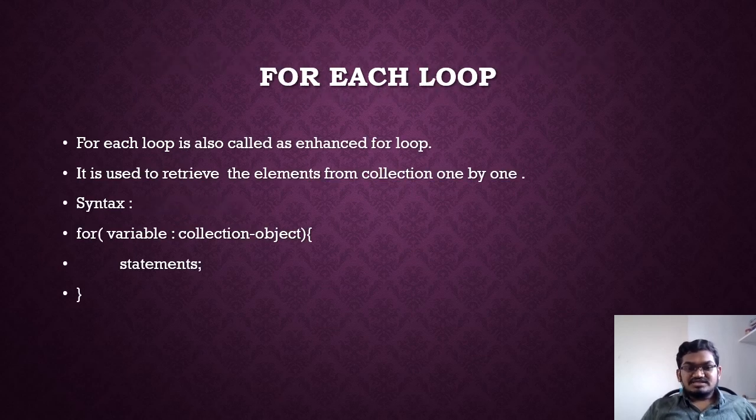For each loop. This is the basic common method. For each loop is also called as enhanced for loop. It is used to retrieve the elements from collection one by one. Here is the syntax, we can see it. Here variable means the iterator variable by which we can access the elements. Collection object means the collection we have mentioned, from which we are going to extract elements.